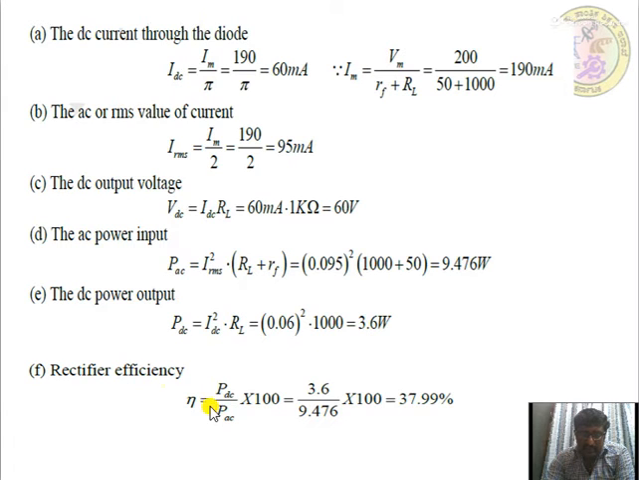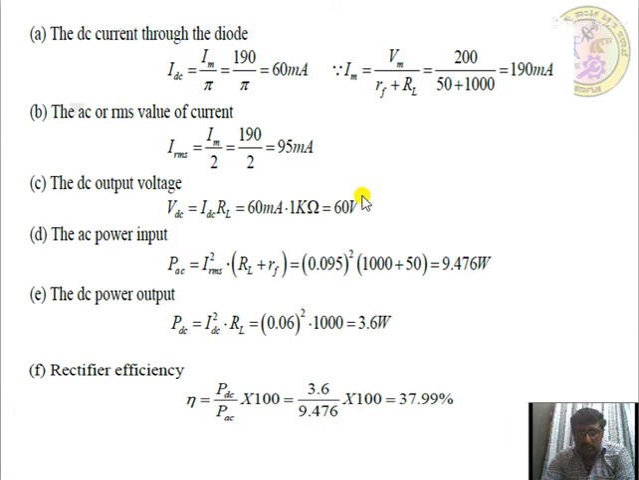So rectifier efficiency is PDC by PAC into 100. PDC we got as 3.6 and the PAC value is given as 9.747, into 100, so we will get 37.99. So it is nearly 40%.